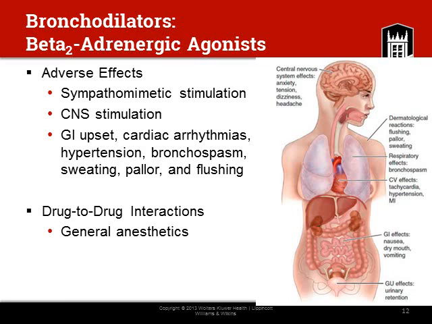We do not want to use in the case of acute MI. Again, adrenergic agonists are increasing the sympathetic response, again adding more pressure to the heart. Drug-to-drug interactions, I'm not sure that general anesthetic, sure, I'm not sure they necessarily need to know that though.